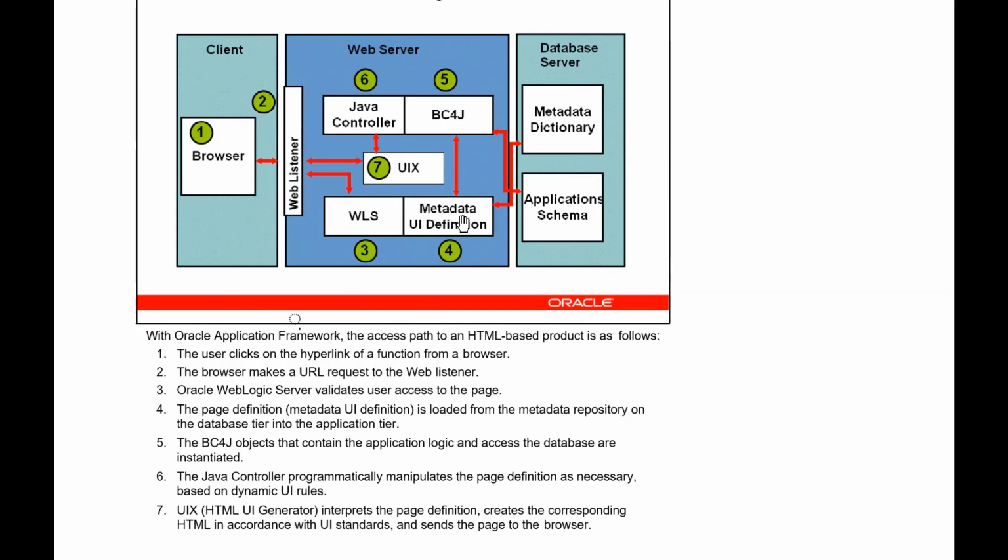Then we have a page definition called the metadata UI definition, which is loaded from the metadata repository on the database tier into the application tier. Basically, you are trying to run a query, so the metadata definition is sent to the metadata dictionary. It takes the record and brings it here. Then there are some BC4J objects that contain the application logic, and any business logic is taken care of by these BC4J objects. There is also a Java controller that programmatically manipulates the page definition as necessary based on dynamic rules. And there is a UIX generator which interprets this page definition, creates the corresponding HTML page, and returns it to the end user.